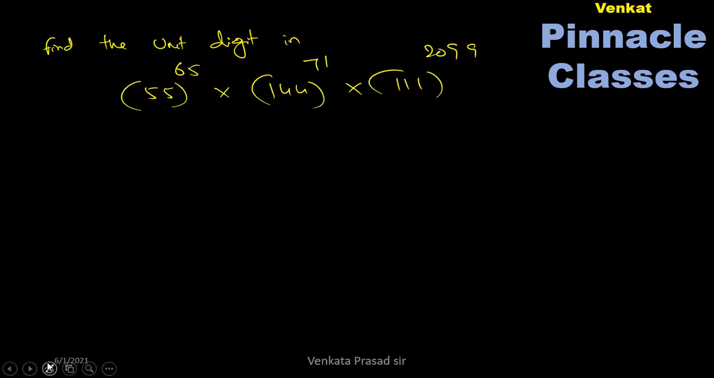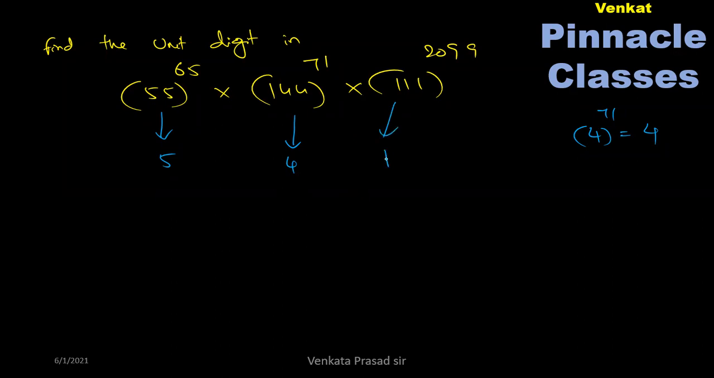Let's see how to solve individual solution. What is the unit digit in this number? 5. In this case, what is the unit digit? 4 power 71, which is same as how much coming? Unit digit is 4 is coming. See. In this case, what is the unit digit? 1. So therefore, what is the product? 0. Right on. 0.